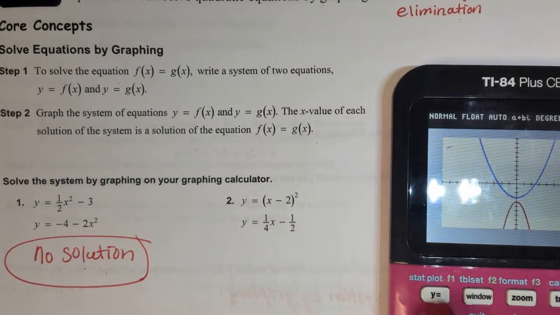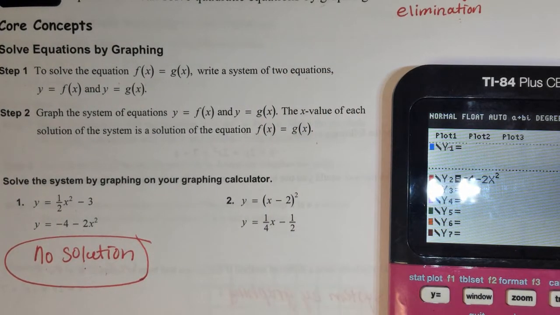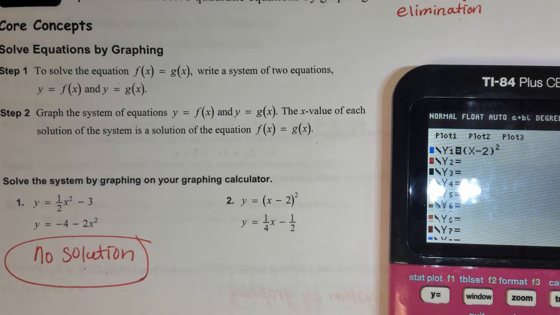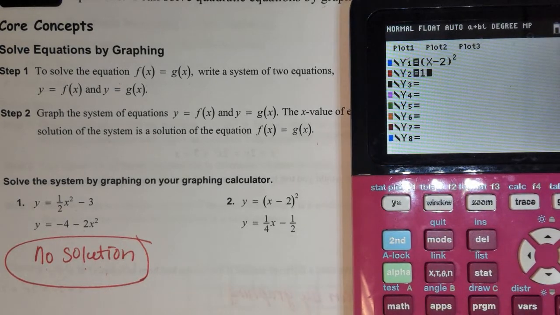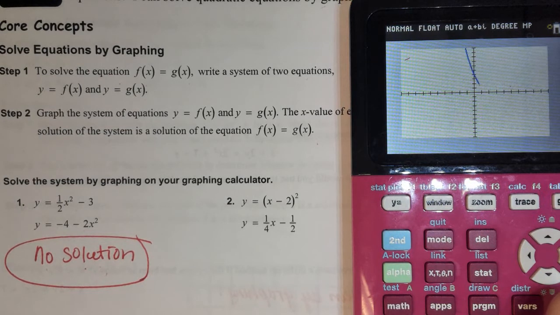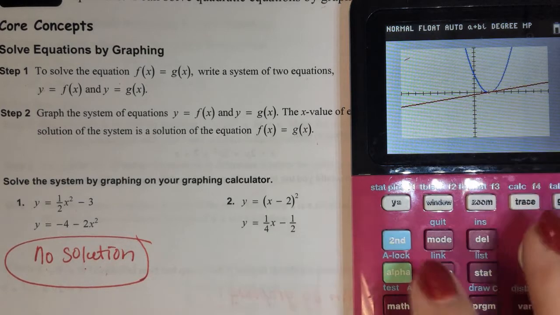Let's go to the other one. So now I'm going to put this second one in. And again, we're trying to solve for the points of intersection. So we're going to graph it. So the first one is a parabola, and the second one is a line. Okay? We're trying to find out where that point is that they meet.